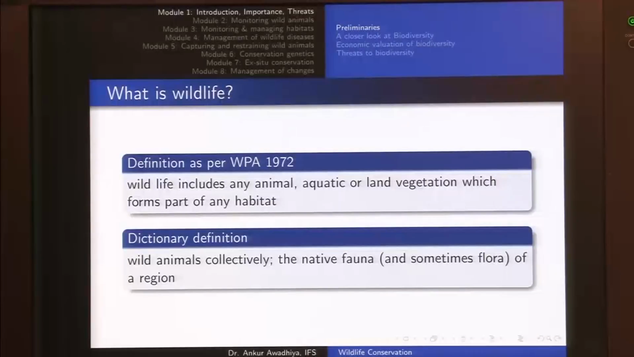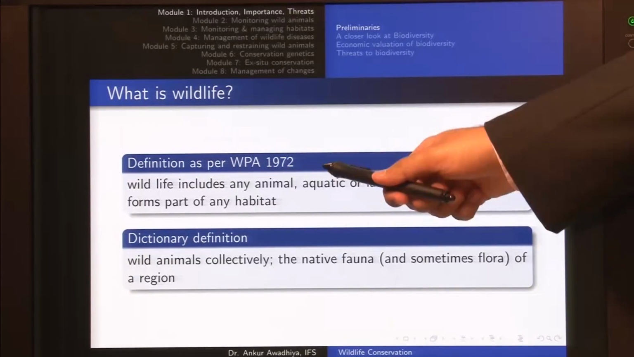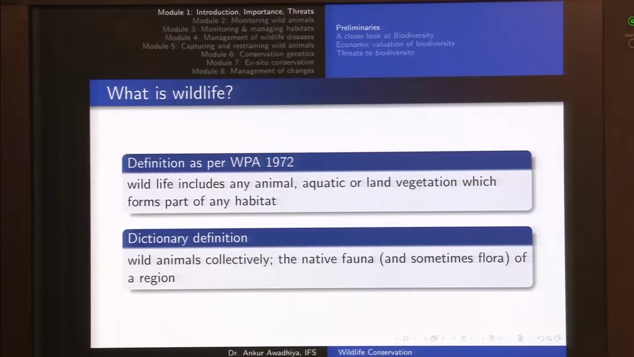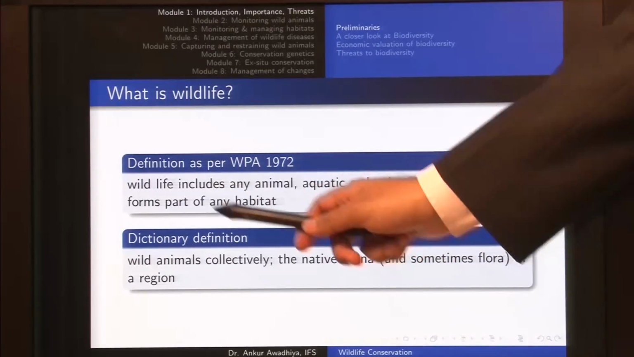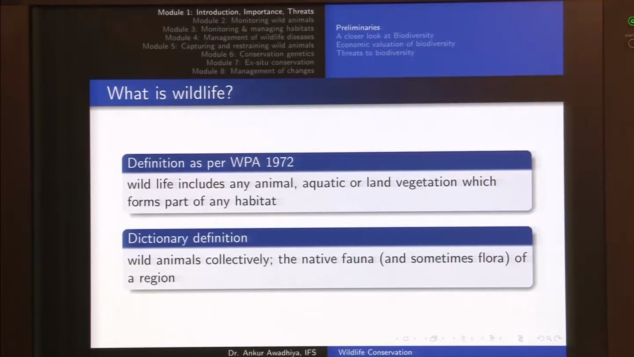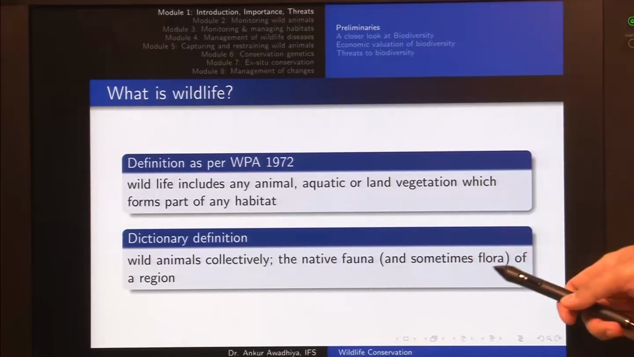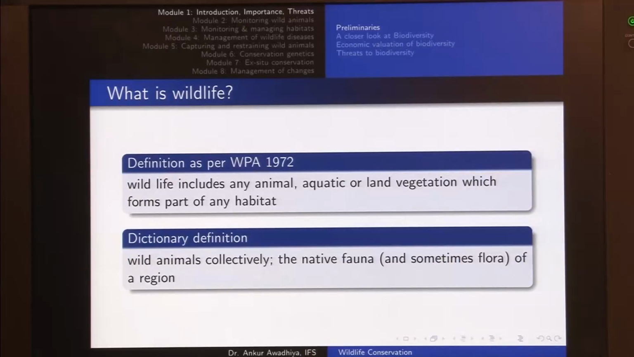We make use of this definition as per the Wildlife Protection Act 1972. It states that wildlife includes any animal, aquatic or land vegetation which forms part of any habitat. So, this includes animals as well as plants which form a part of any habitat. Even if our tiger comes out of the forest areas, because it is naturally a part of a forest habitat, it still will comprise wildlife. Now, the dictionary definition would mean wild animals collectively, the native fauna and sometimes flora of a region. So, even if we go by the dictionary definition, it also includes the animals as well as the plants that form the native species of any area.